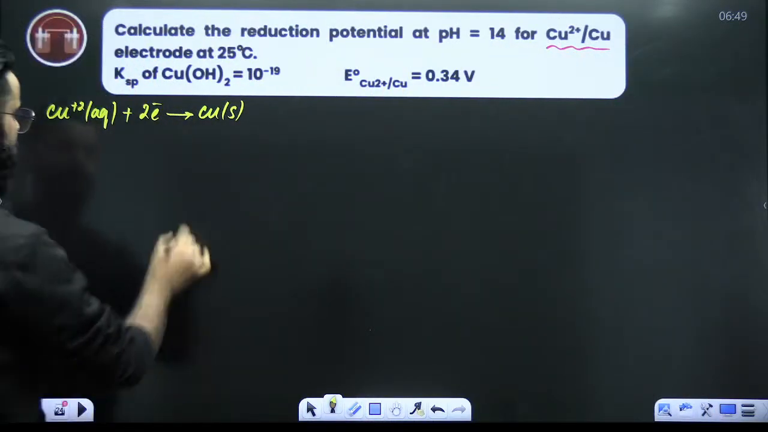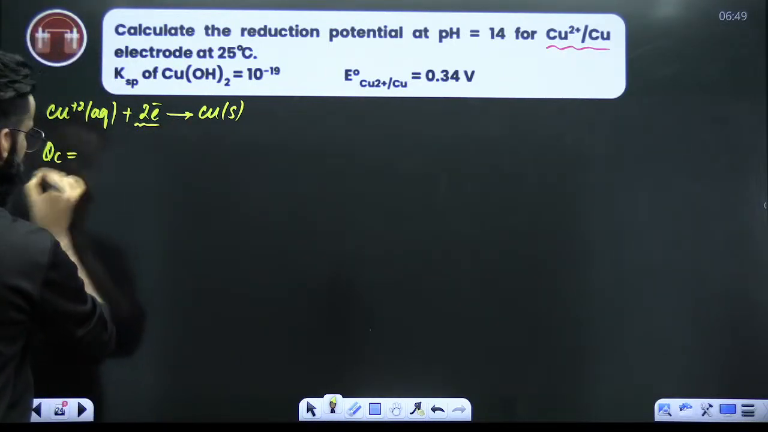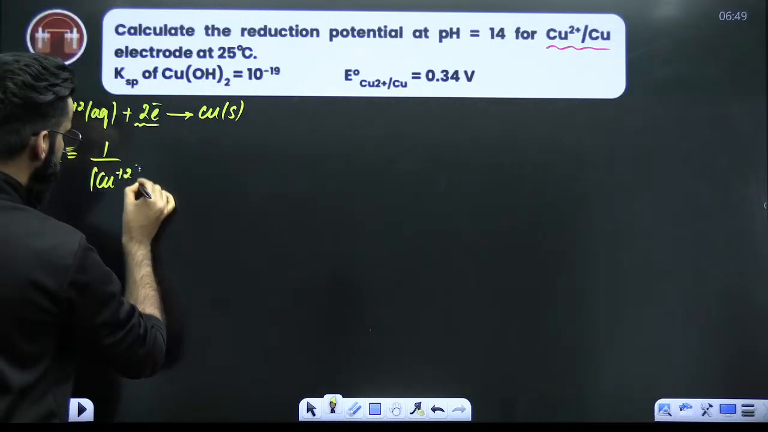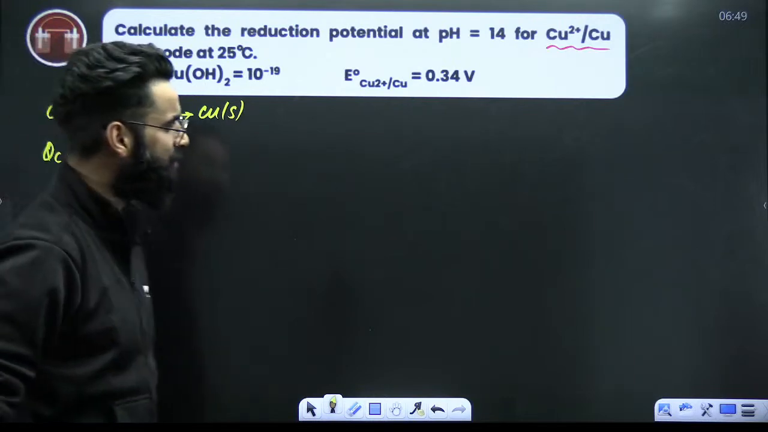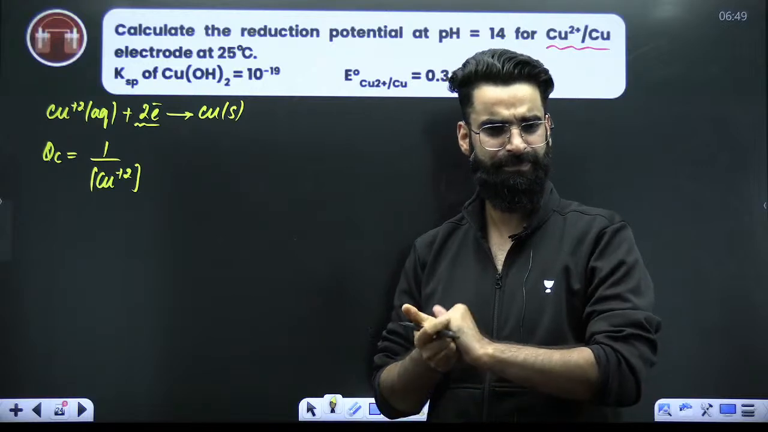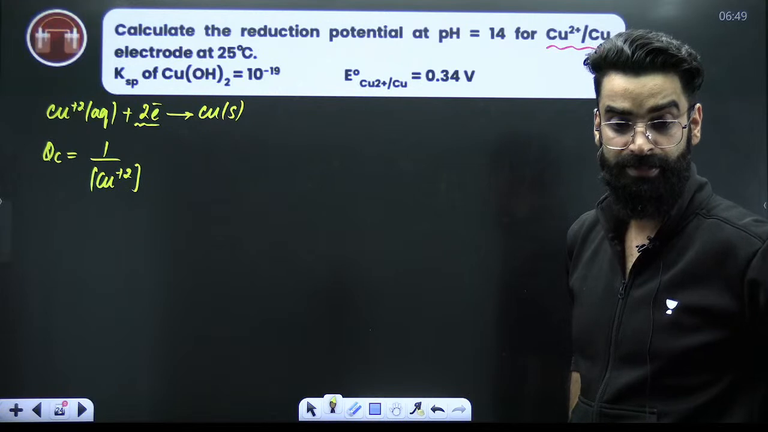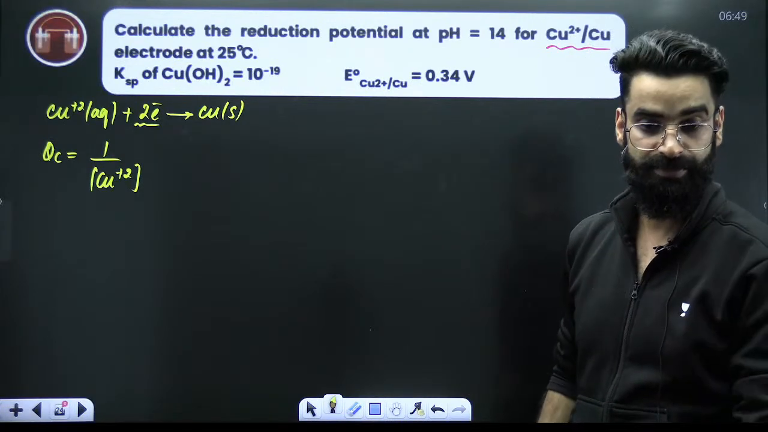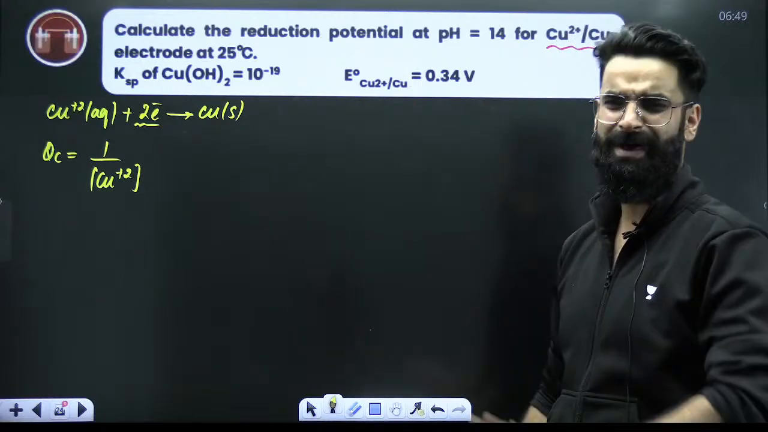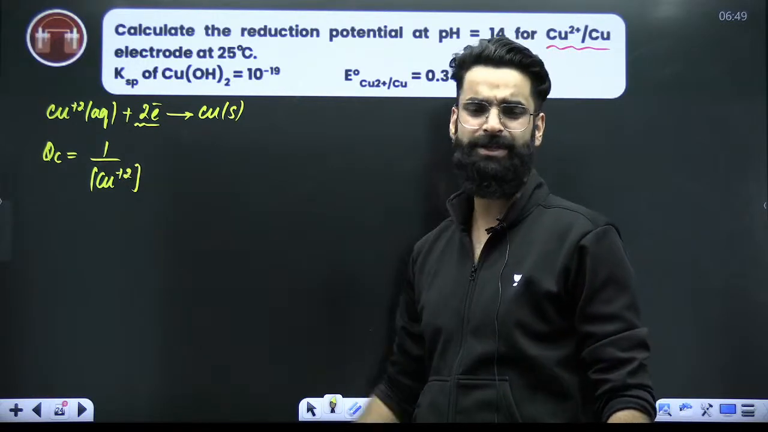Now tell me one thing. What is the n value? The n value you already got. What about the Qc value? Qc is going to be 1 divided by the concentration of Cu2+. But my dear students, as per the question, do you see the concentration of Cu2+ given anywhere? No, right? So we have to calculate the concentration of Cu2+ from the parameters which are given to us, because we have to write Qc.